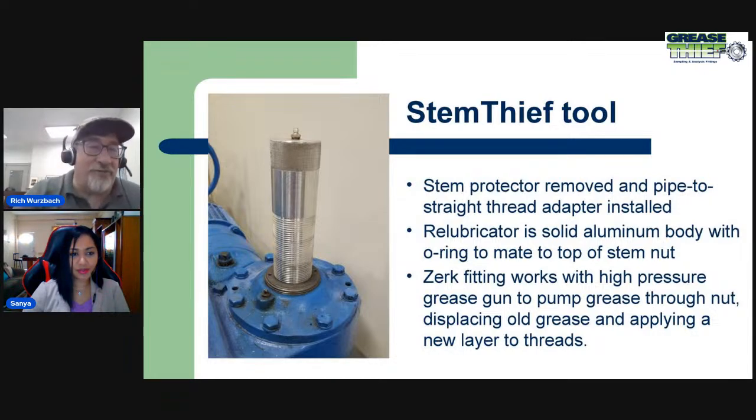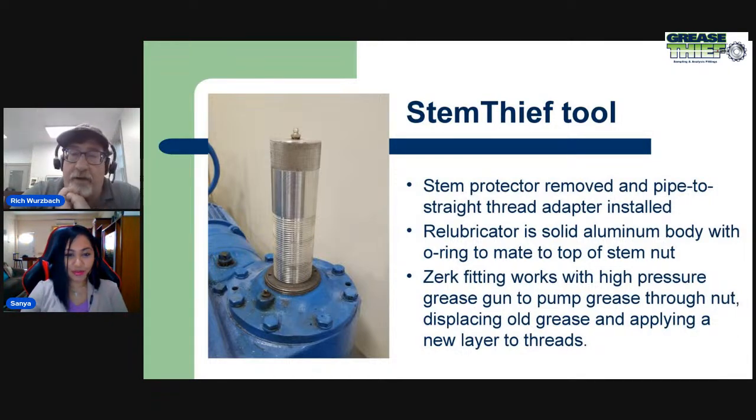Then you can see the Zerk fitting right on top of this. All you need is a regular grease gun, and you pump that grease down, and it forces the old grease out. It runs all the way down through the threads, forces the old grease out, which you can sample and see what the condition of that is, but it reestablishes that layer of grease in there. So it works very effectively to do that.